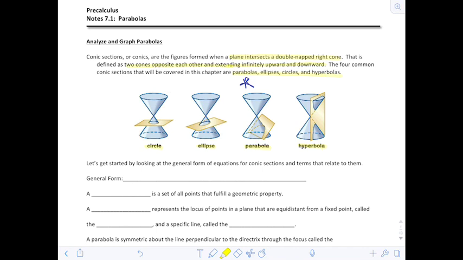So as you can see, the 4 different conic sections are formed by slicing the double-napped right cone in different ways. The first one, completely parallel to the horizontal, would be a circle. Slightly tilted would be an ellipse. A parabola is where you only intersect half of one of them. And the hyperbola is where you intersect both of them, like so. It kind of looks like 2 parabolas facing away from each other.